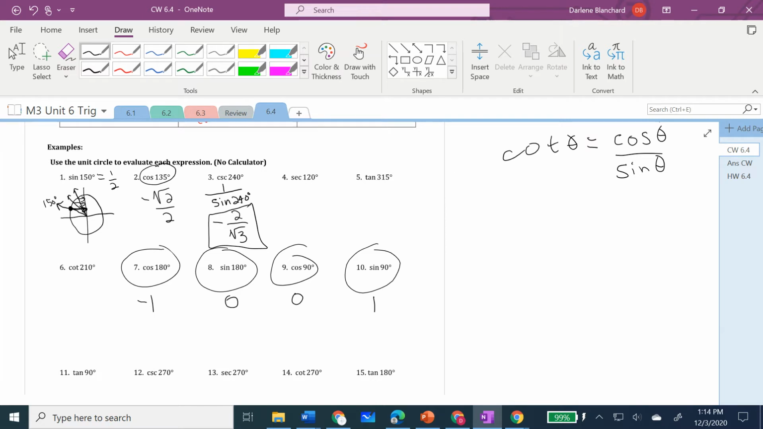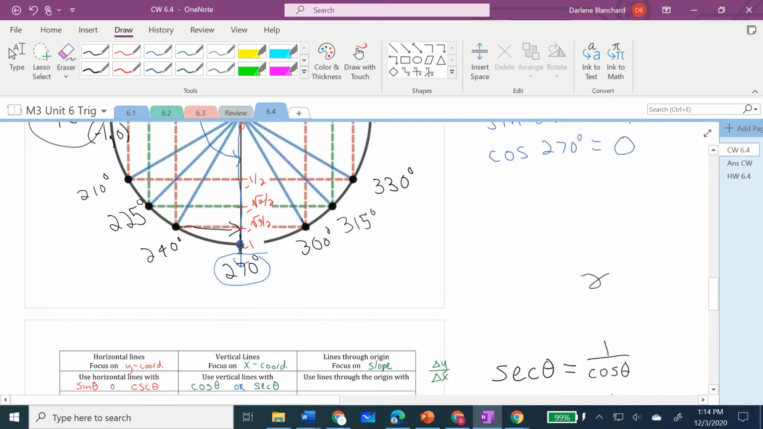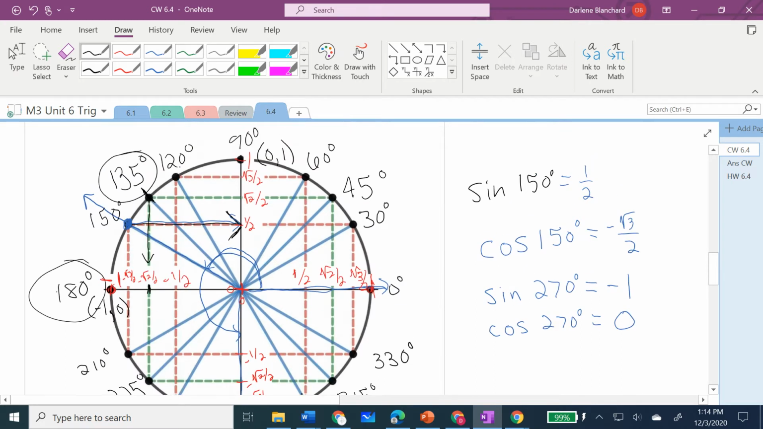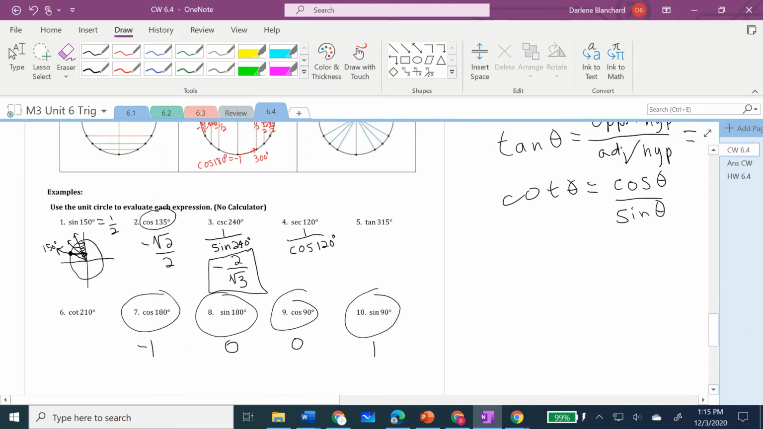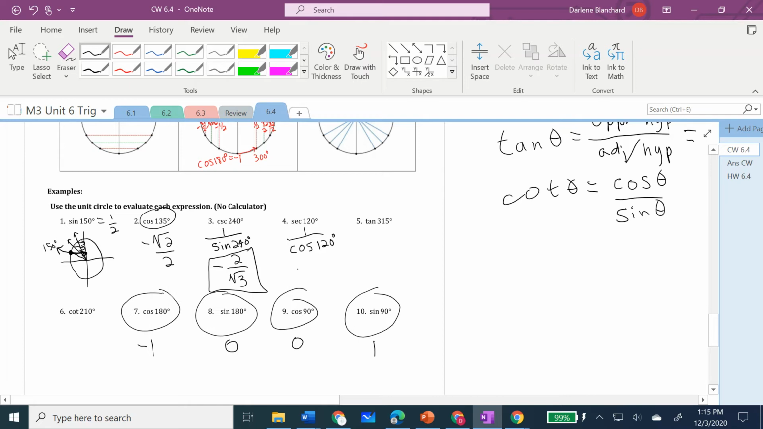Okay? For secant of 120 degrees, you want to find the cosine of 120 degrees and flip it. So 120, what is the cosine of 120? The cosine is the x-coordinate of this point, which is negative 1/2. And what is the reciprocal of negative 1/2?